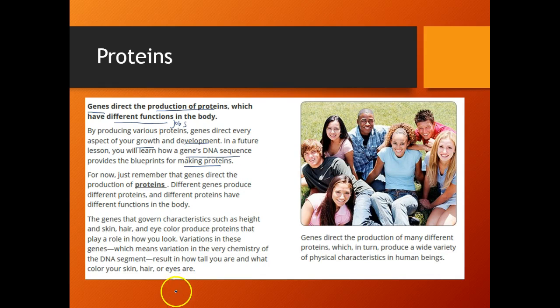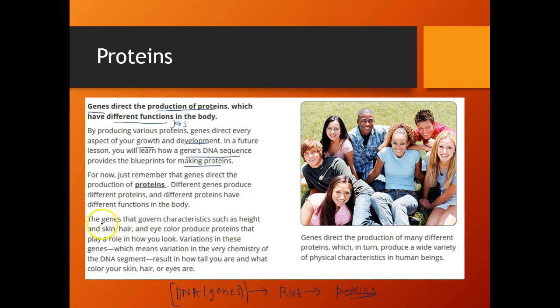Okay, so we always start with those genes that are in the DNA. In the previous lesson, we learned that there is another type of nucleic acid that helps us out called RNA, but the ultimate product of this whole process is making proteins. Okay, so we use the original instructions in DNA, which are found in the genes, to make proteins.